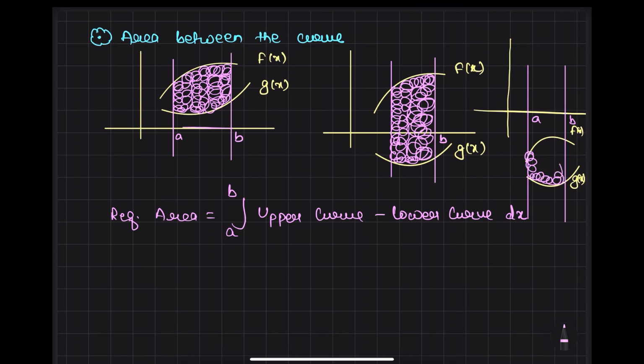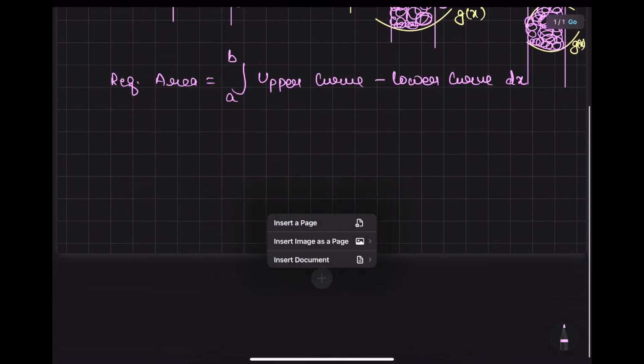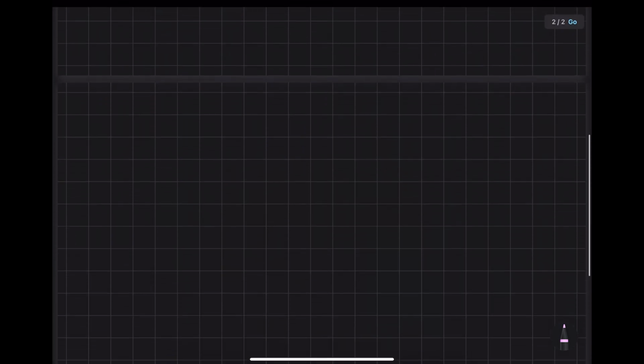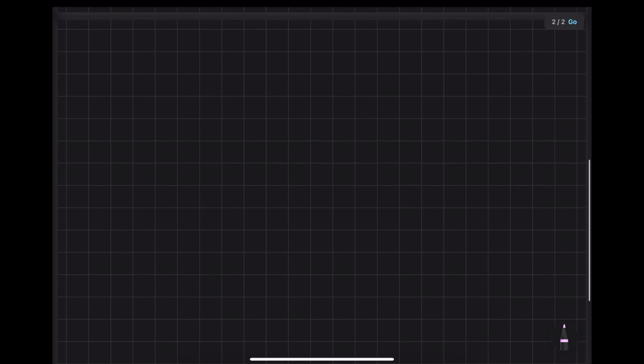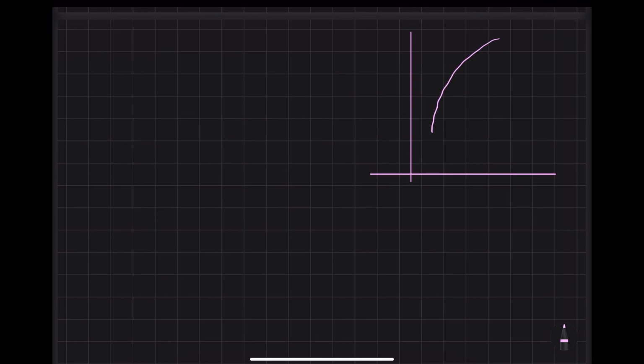Now look at this. Suppose that we have to do the same with the y-axis. Here we were handling with respect to x. Now we will be handling with respect to y. Look at here. Same situation. Suppose that we have this, and we have this. This is not a function. First we'll make it a function.